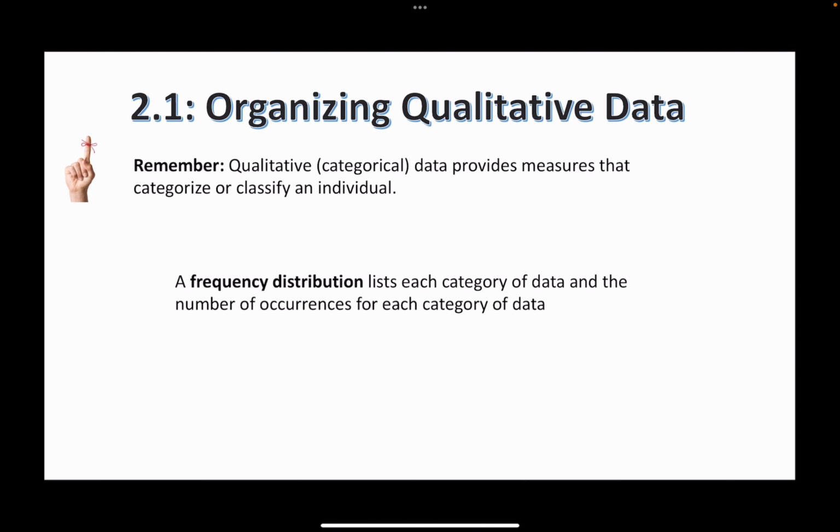So next we have frequency distribution. Frequency distribution, basically it's exactly what it sounds like. It tells how frequently a number shows up in your data.